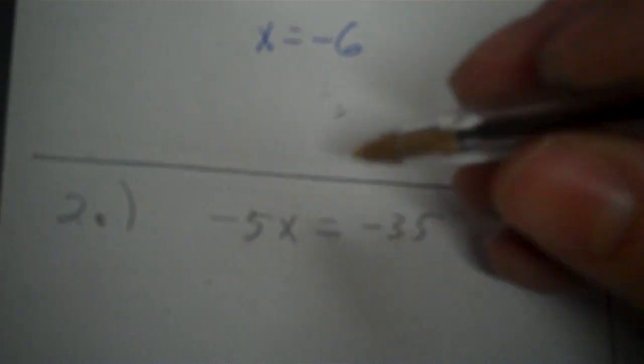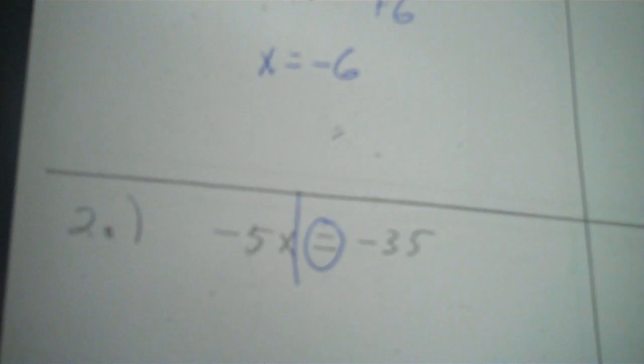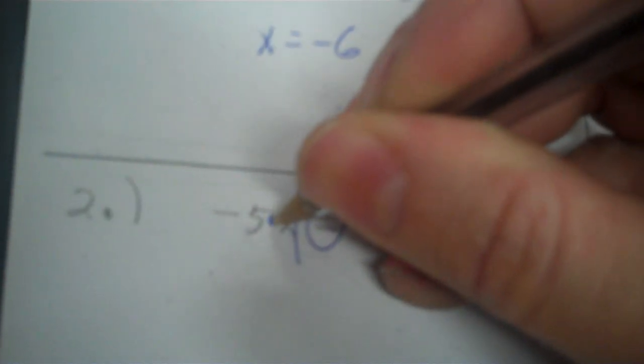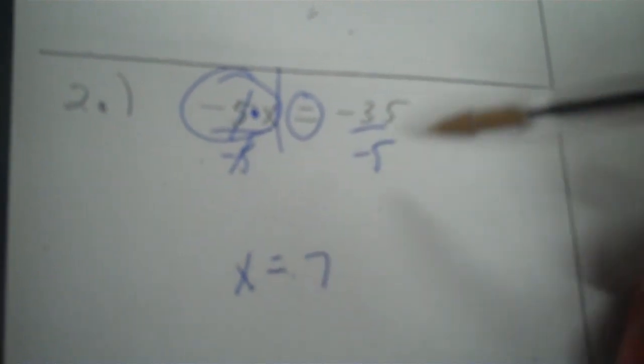Okay, number 2. Negative 5x equals negative 35. So x is over here. It's got a times negative 5 with it. So we don't add or subtract. We need to get rid of the times negative 5 by dividing by negative 5. So x is 7. Negative 5 times 7 is negative 35.